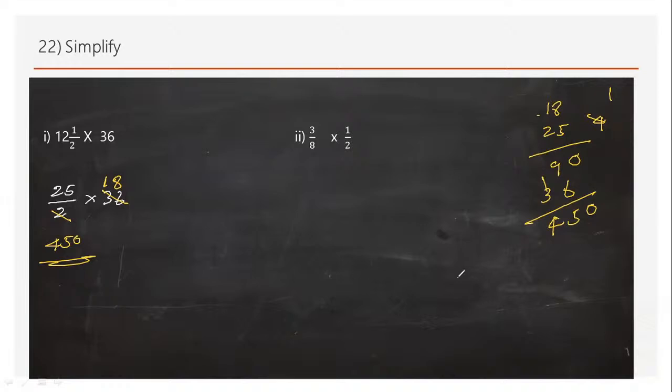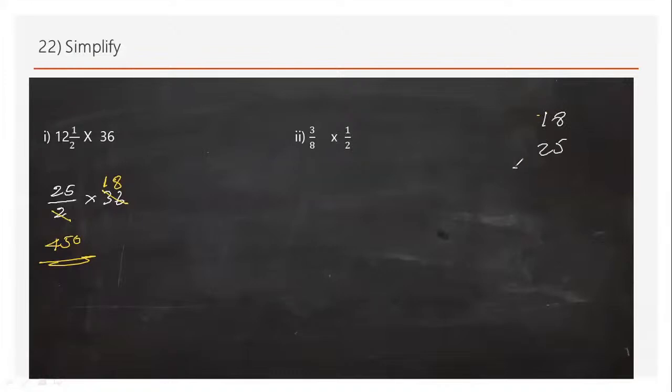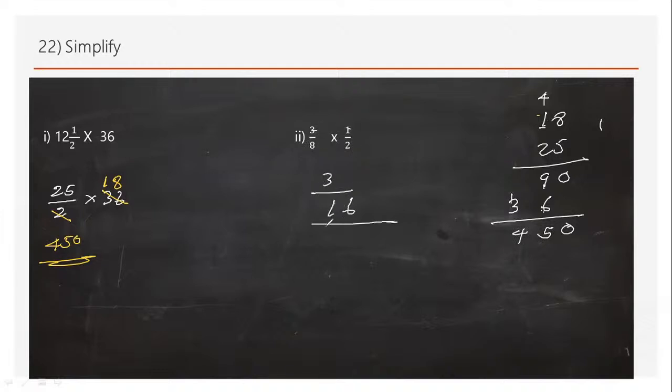I will recheck this one. Simplify: 36 divided by 2, 18. 18 into 25. 5 times 8, 40, 4 remainder. 5 times 1, 5 and 4, 9, 90. 2 times 8, 16, 1 remainder. 2 times 1, 2 and 1, 3. 0, 9 and 6, 15, 1 remainder, 450, yes. Next one, 3 times 1, 3, 8 times 2, 16. The answer is 3 over 16.